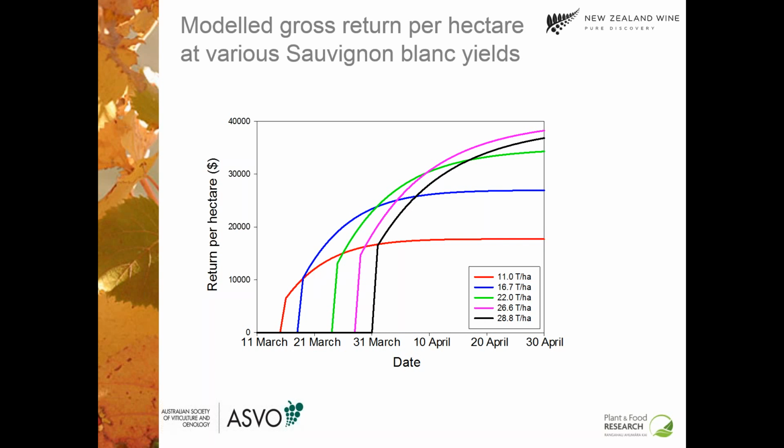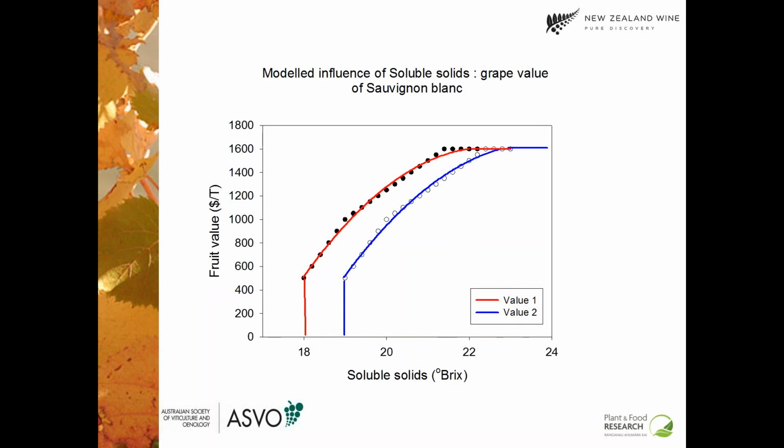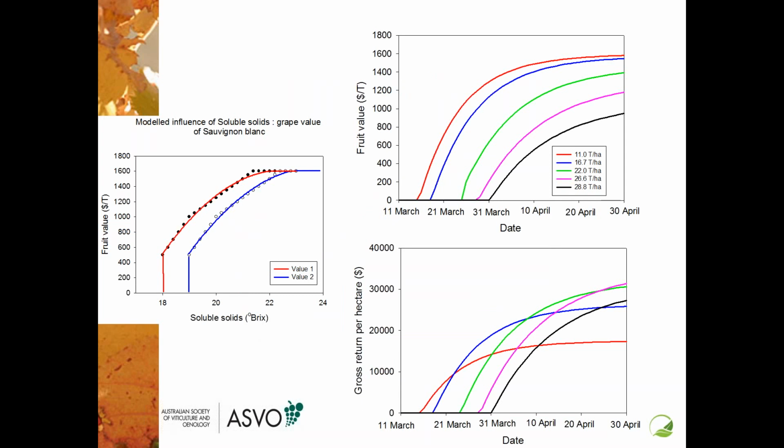So it's little wonder that growers tend to be interested in increasing yield, and in order to accommodate this, wineries have to pay more at lower crops to balance that. So changing the pricing model slightly, what we've got here now is that the fruit is worth nothing up until 19 brix. The maximum value is similar, but the maximum price is only occurring at a slightly higher soluble solids. The consequence of this is that the fruit value, particularly for the higher yielding treatment, the black line in the top right hand corner there, is slower to accumulate, and the gross return off the vineyard is now later where it intercepts with the 11 ton per hectare crop. It's only intercepting on the 10th of April.